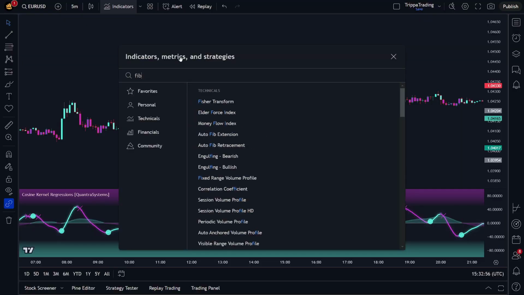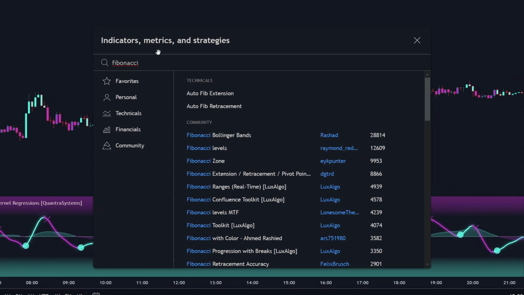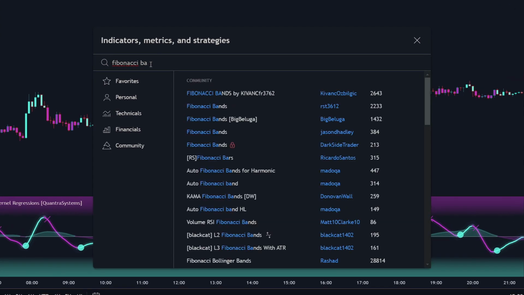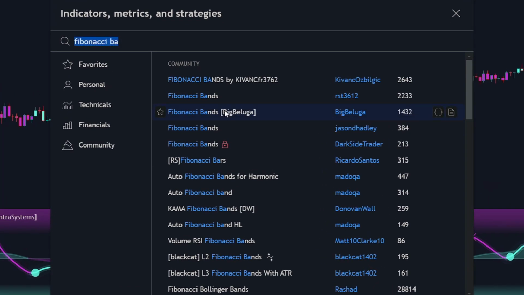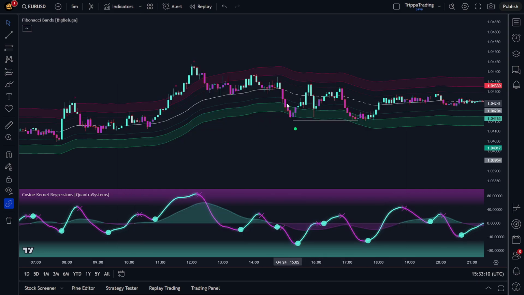Again, we will open the Indicators tab. We will search for Fibonacci Bands in the search box. After that, we have to click on Fibonacci Bands by Big Beluga. It's going to be this one. So add it to the chart, and the trading chart setup is complete.